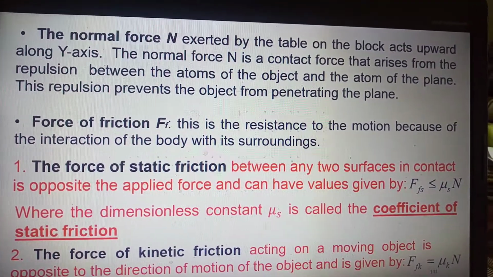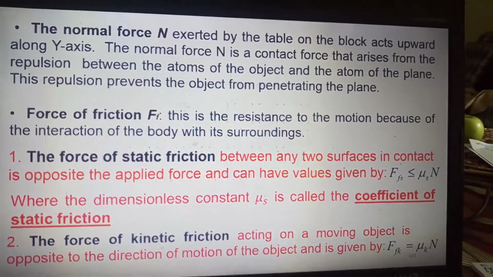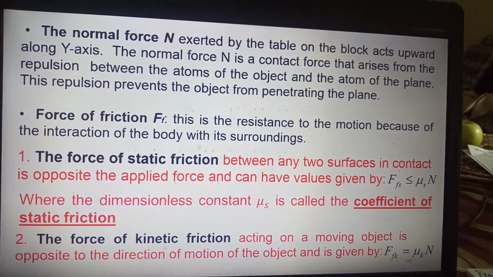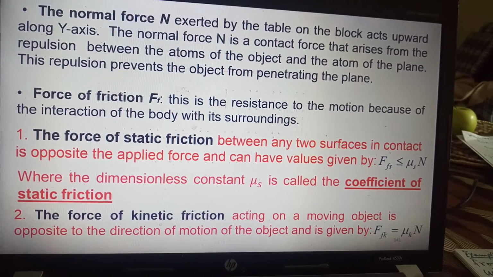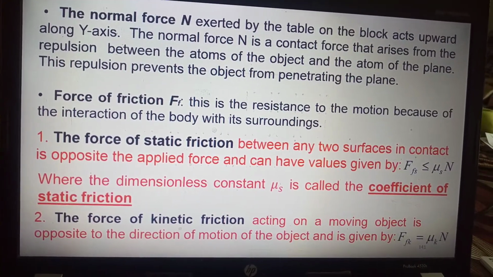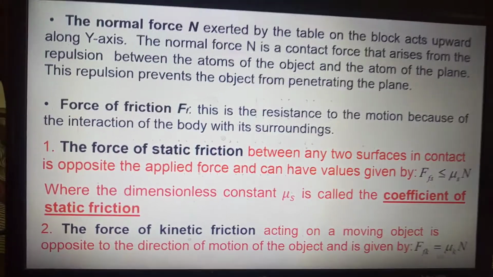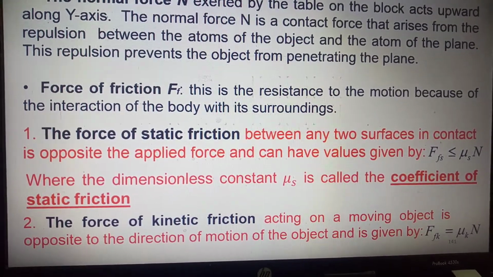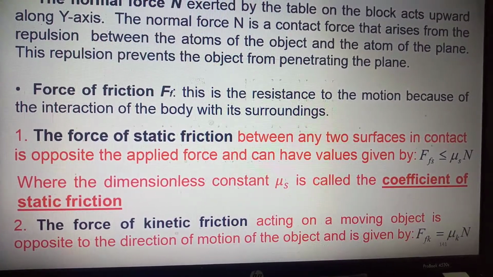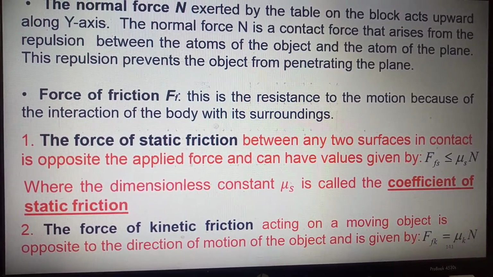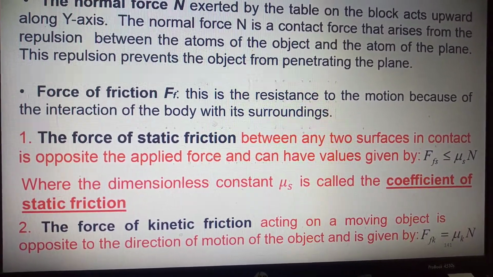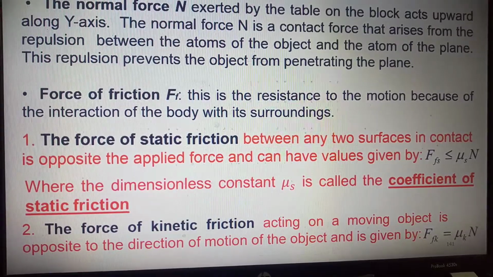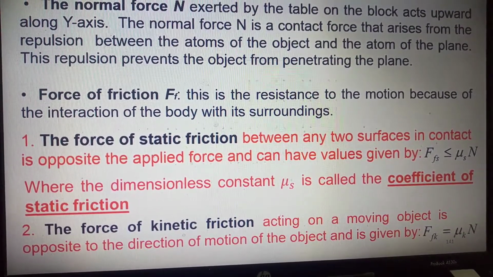The last force is what we call the force of friction. As I said, this is a resistance force to the motion of the moving body. Here we may distinguish between the force of static friction and the force of kinetic friction. When this resistance to the motion is as much as possible, then this force of friction opposes the motional force. In this case, the body doesn't move at all, and the force of friction is called the force of static friction, which is equal to mu s times N.